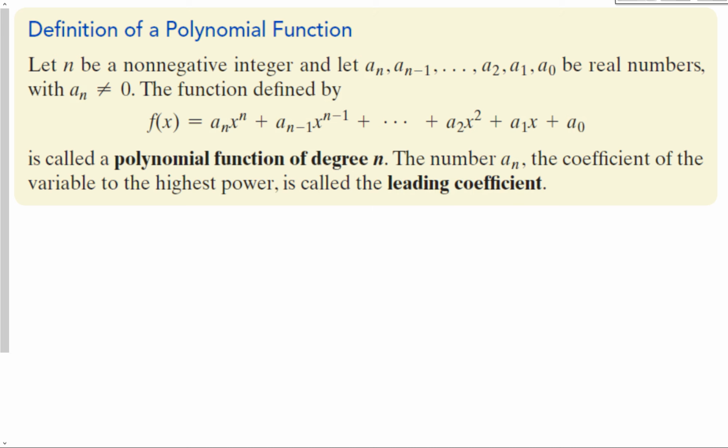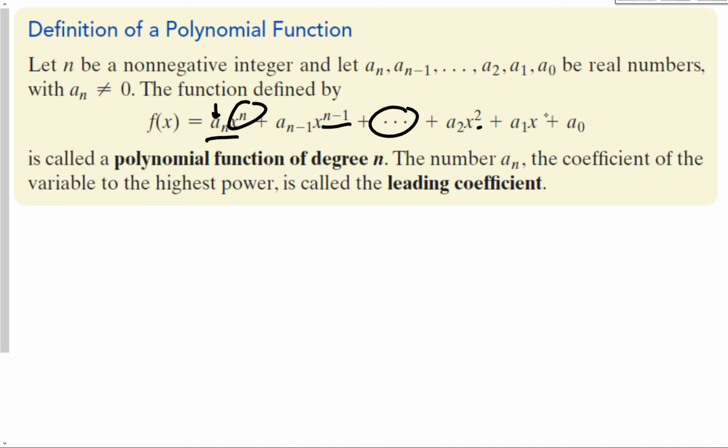A polynomial function is defined, and it looks intimidating, but it's really not when you look at it. So we start with the function, and we start with this first term right there. So that's a sub n with x to the n power. That is just some sort of coefficient. This is just the biggest exponent. Then x to the n minus 1 power is the second biggest exponent. Our ellipses mean everything in between.